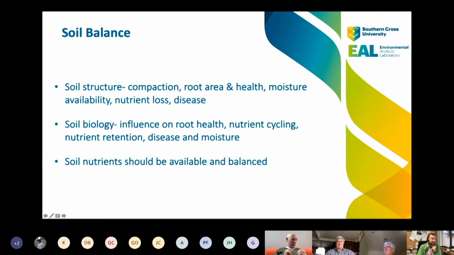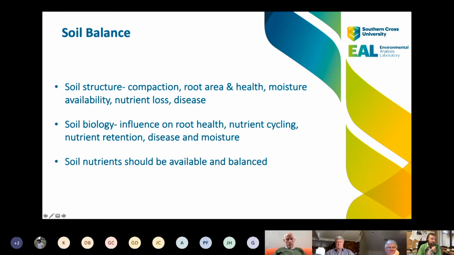Soil balance, structure, compaction, root area. Look at your roots of your plants. You'll see where they've got compaction issues. Moisture availability, nutrient loss, disease. It's all about your soil structure. Soil biology, influence on root health, nutrient cycling, nutrient retention, disease, and moisture.